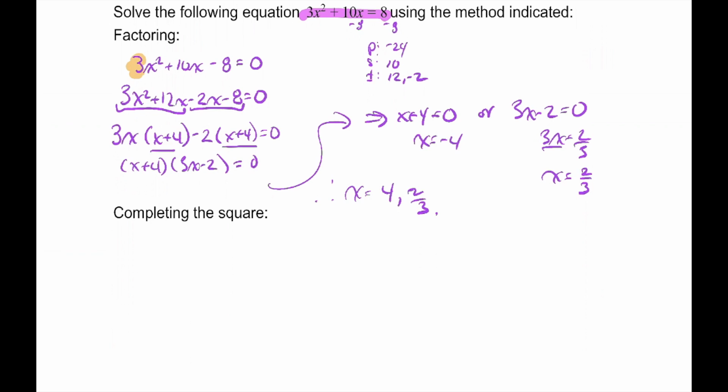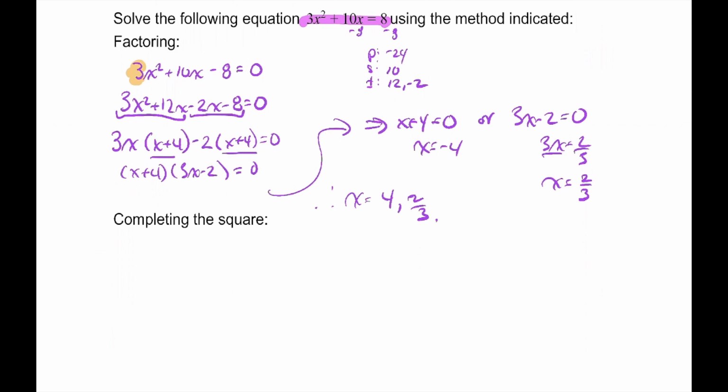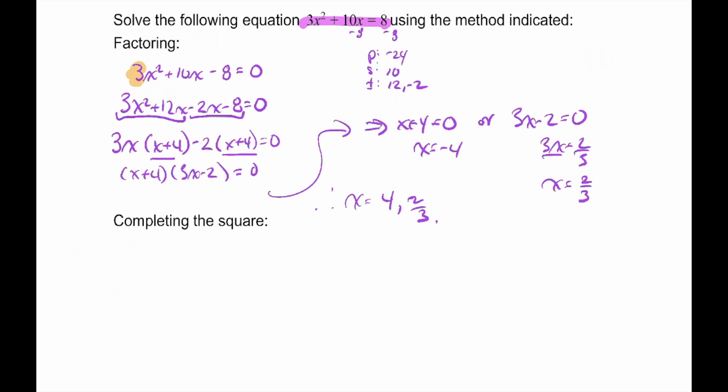Another way we could do this is actually completing the square. Depending on how nicely it works out, it's actually a little bit easier than factoring or the quadratic formula. In this one, it's actually not going to work out the best, only because it's going to be hard to complete the square on this one.